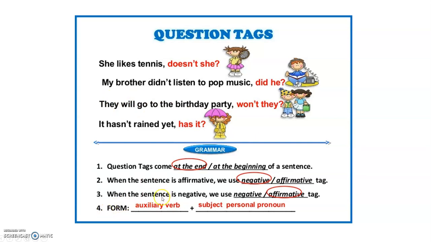Negative. And when the sentence is negative, now यहाँ पर negative hasn't, no, as not. Hasn't का मतलब has not, okay? So if it is negative, the question tag is affirmative. Then how do we put it? Auxiliary verb plus subject personal pronoun. So how do you write a question tag? These are the auxiliary verbs, and plus subject, the personal pronoun. Which are personal pronouns? He, she, they, all these are personal pronouns. Okay, this is how it is written.